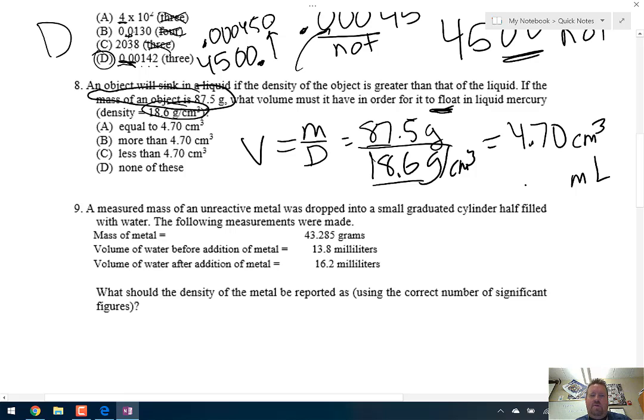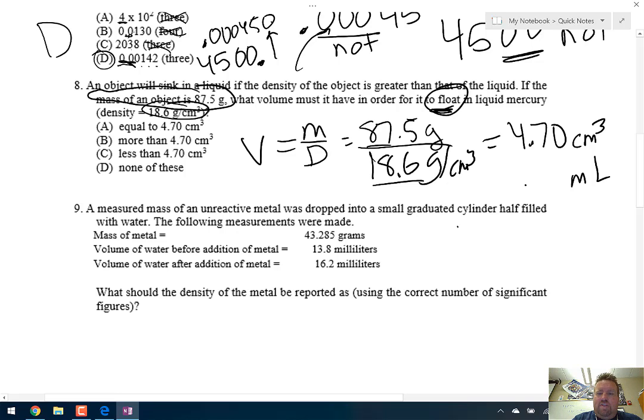Now, here's the thinking part. We know that it's 4.7. But is it more than 4.7, less than 4.7, or equal to 4.7? So let's think about this. An object will sink in a liquid if the density is greater than that of the liquid. We know the density is 18.6. So they want the object to float. So we need the density to be less than 18.6.